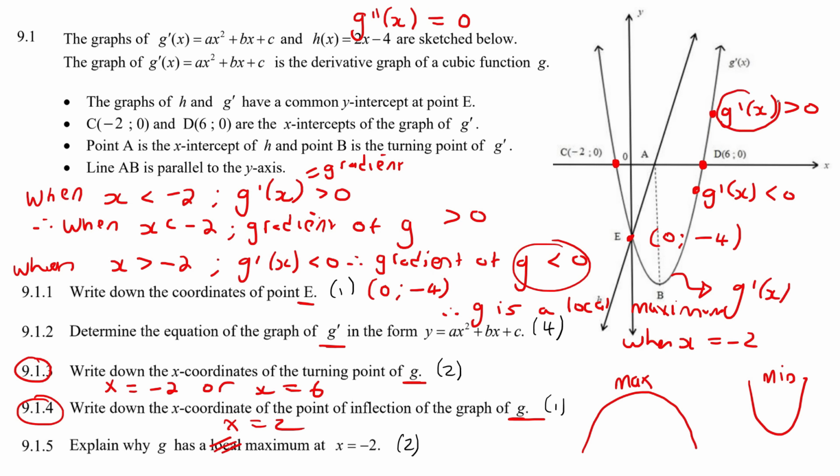But this here represents the gradient. So the gradient is negative over here, negative over here, and then positive over here. So that would be a minimum, because you're going from a negative gradient to a positive gradient. So this is where you would have a minimum on that graph, and this is where you would have the local maximum on the original graph of g.